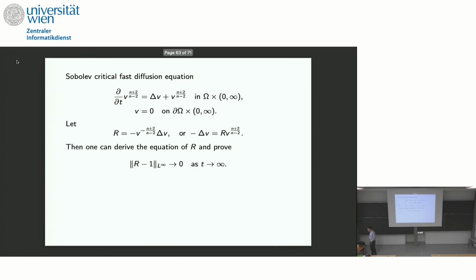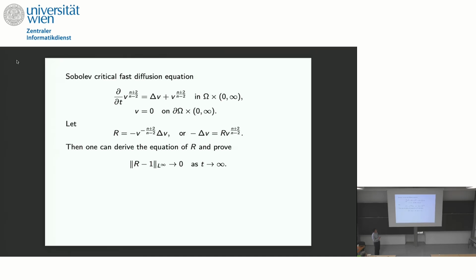Okay, so what do we do? And what are the difficulties? So again, as I mentioned before, we define this scalar. This indeed is a scalar curvature. Here P is n plus 2 or n minus 2. This is indeed the scalar curvature of the conformal metric. And then we can derive.